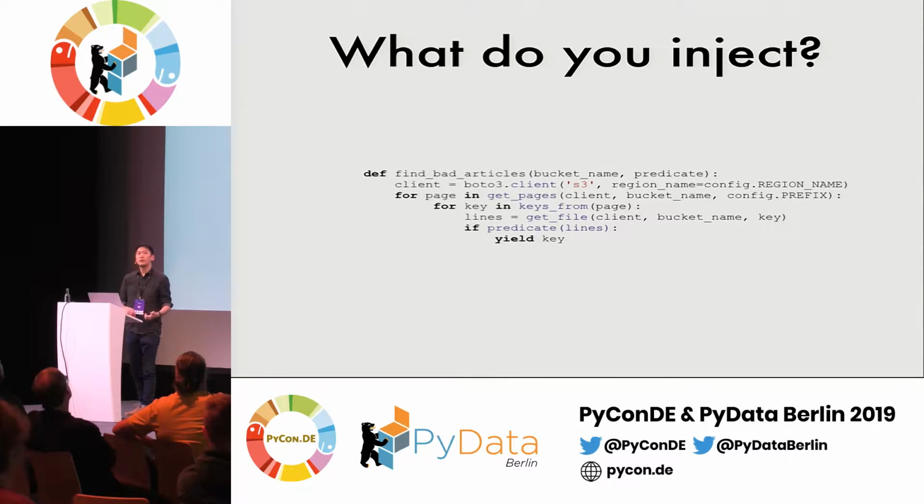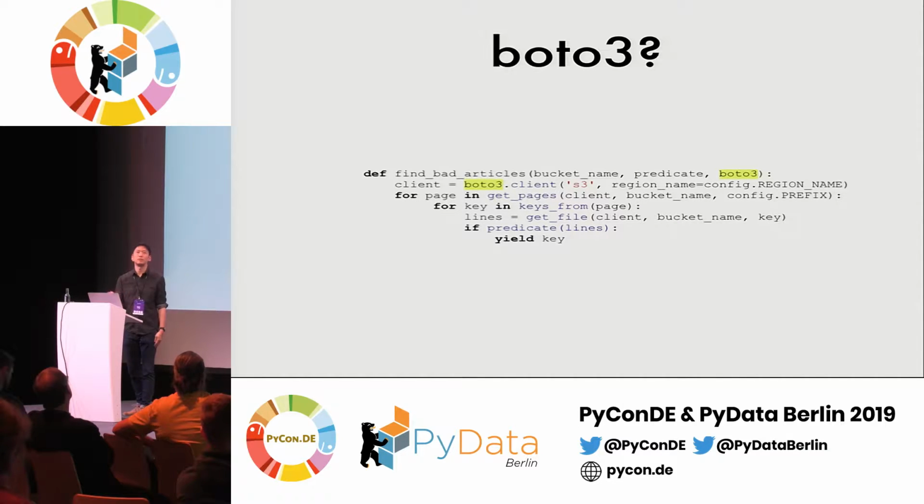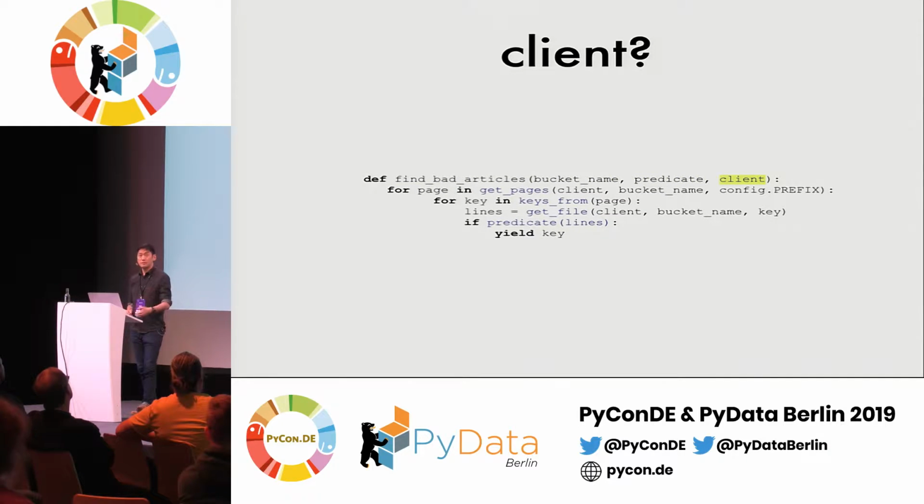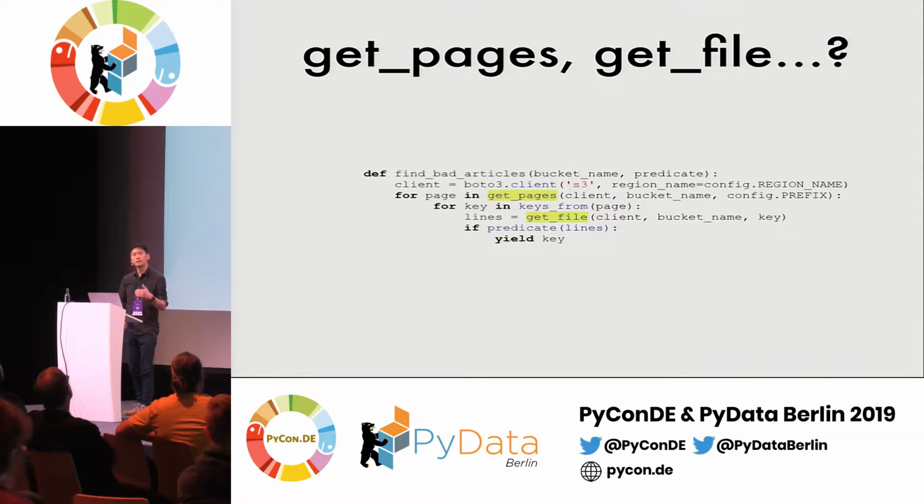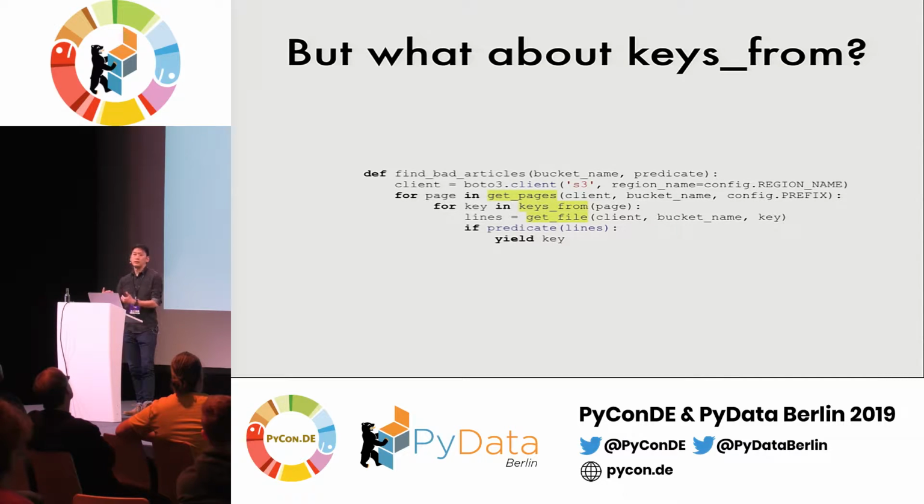So if you look at find bad articles, we've already decoupled the check logic. How do you decouple from Boto3 or S3? What are you supposed to inject? I've seen some suggestion that maybe Boto3 is something you can inject to decouple it. That will help you get rid of patches in your tests, but it doesn't actually decouple this function from the details of S3 at all. Same thing for client. That does help you get rid of some patches, and it's a little bit better than passing in Boto3, but it still doesn't decouple you from AWS. So then you might look at something like, well, maybe I need to inject get pages and get file. But even if you do that, keys from, that implementation is still coupled to details of the page data structure that S3 is returning.